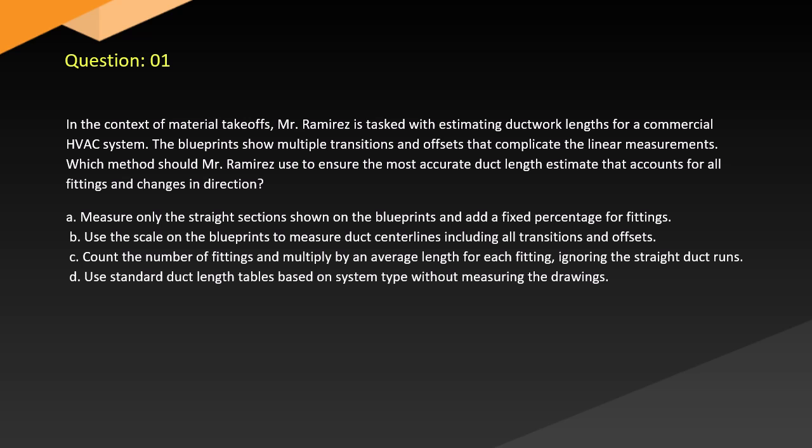changes in direction? A. Measure only the straight sections shown on the blueprints and add a fixed percentage for fittings. B. Use the scale on the blueprints to measure duct center lines, including all transitions and offsets. C. Count the number of fittings and multiply by an average length for each fitting, ignoring the straight duct runs. D. Use standard duct length tables based on system type without measuring the drawings.